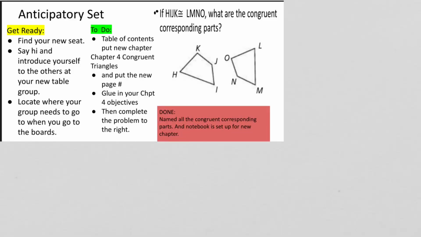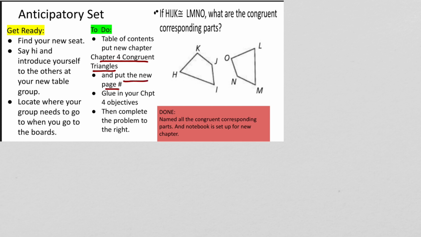Okay, today is going to be our new chapter, so make sure when you get back, you figure out where you are with your new group. But in your table of contents, you're putting a new chapter 4, called Congruent Triangles, and then putting where the new page number is starting for that chapter.